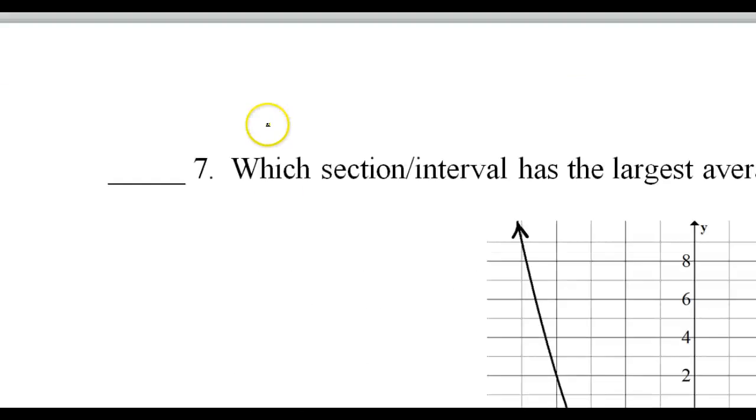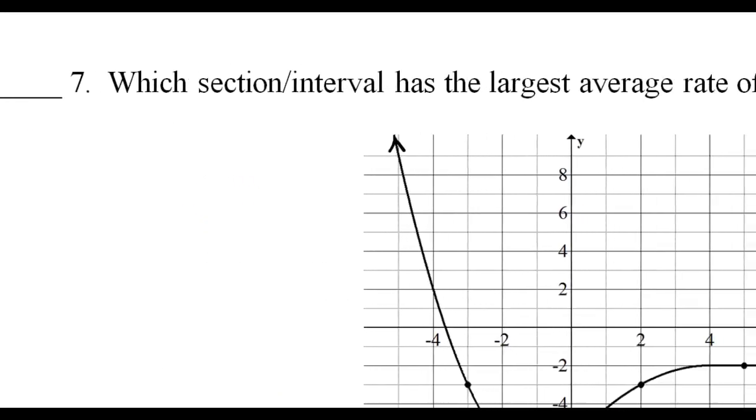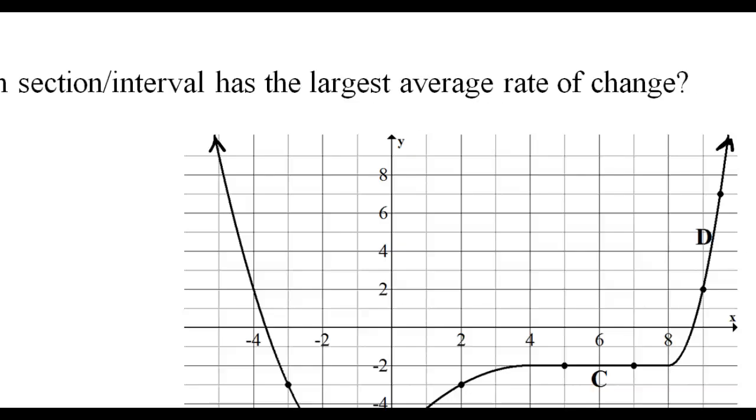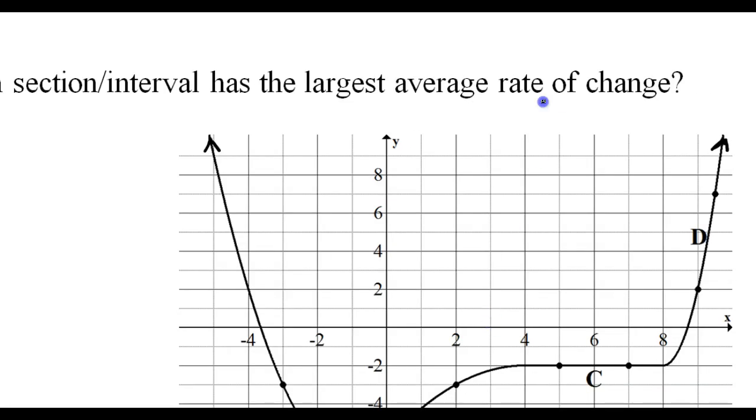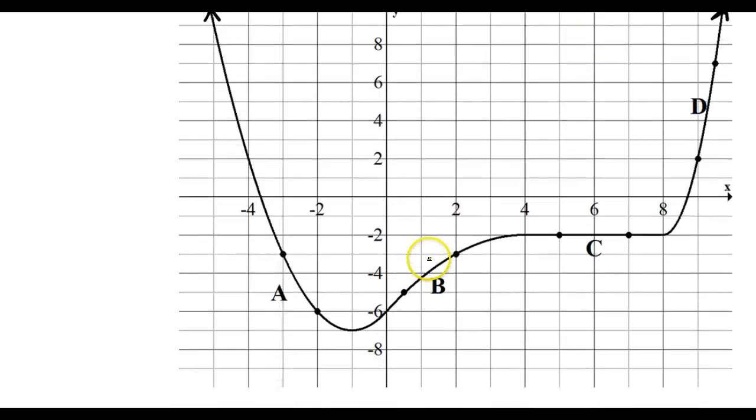Okay, number 7. Which section or interval has the largest average rate of change? Look, rate of change is the slope. So they're really asking which interval or section has the greatest slope. Okay, so look, let me make this a little more clear.